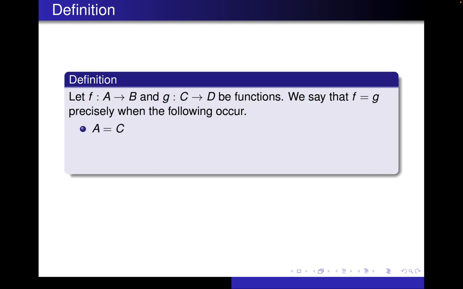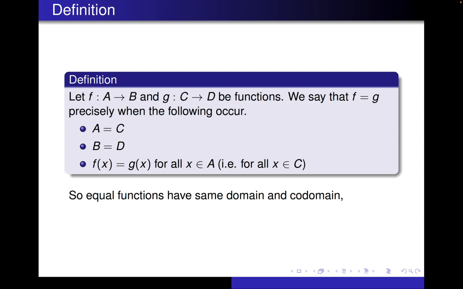They have to have the same inputs. B has to be equal to D. They have to have the same, not just outputs, but the same codomain. And f of x equals g of x for all x in A. And again, since A is equal to C, also for all x in C. Those are saying this exact same thing. So equal functions have the same domain, the same codomain, and each input has the same output for both functions.